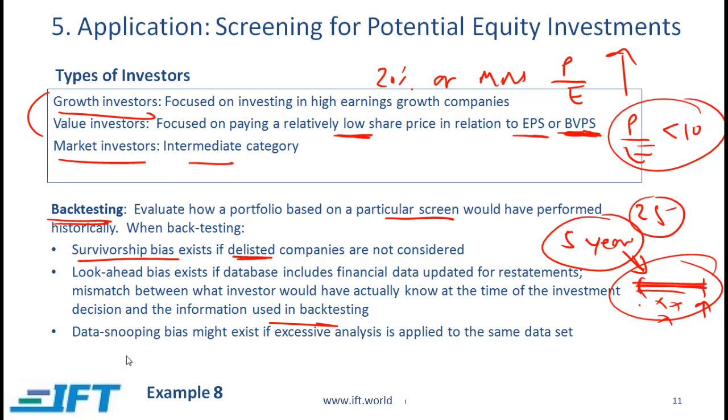And finally, data snooping bias might exist if excessive analysis is applied to the same data set. I'll not get into more detail here because we will see this later.